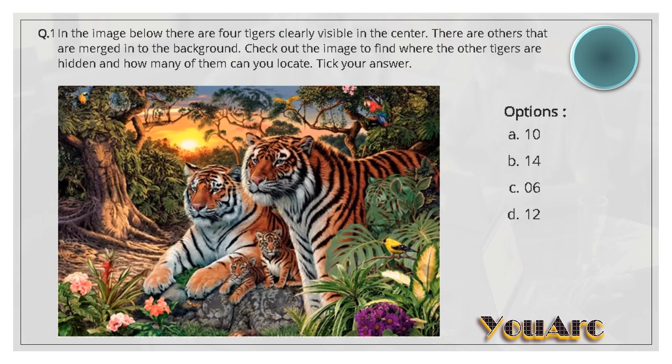Let's discuss the very first question that appeared in NATA, and it holds 17 marks. The question says: in the image below, there are 4 tigers clearly visible in the center. There are others that are merged into the background. Check out the image to find where the other tigers are hidden and how many of them you can locate. Tick your answer. Your time starts now.